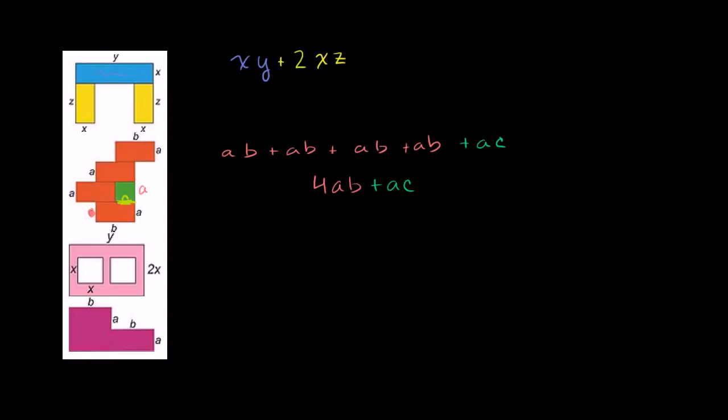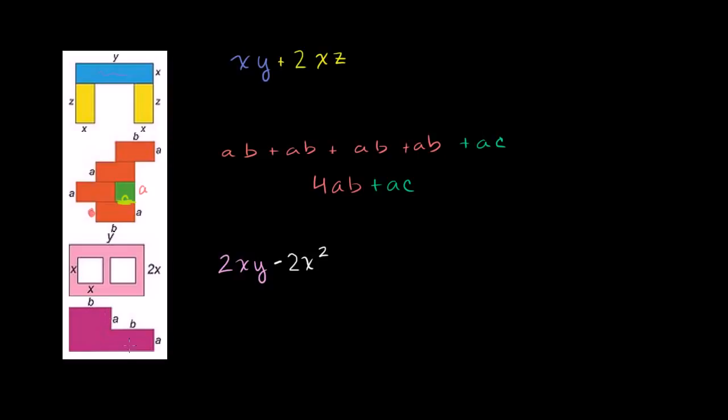Now let's do this one. So how do we figure out the area of the pink area? Well, we could take the area of the whole rectangle, which would be 2x times y, and then we could subtract out the area of these squares. So each square has an area of x times x, or x squared, and we have two of these squares, so it's minus 2x squared.